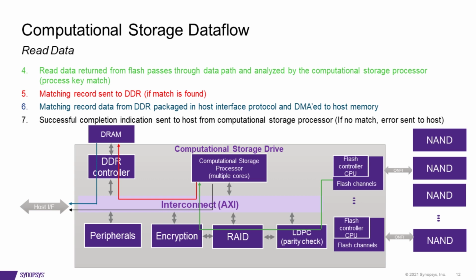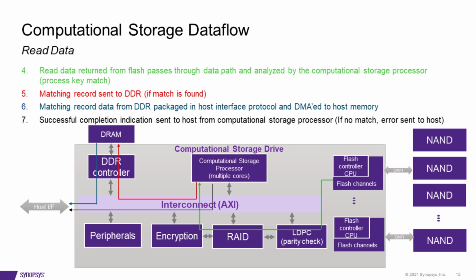So then on the data side, as that read request from the computational storage processor comes in, the data is brought in from the NAND flash channels and is analyzed locally by the computational storage processor. It will analyze the data and look for that key match that it's been requested to look for. If it finds a matching record, then it will send that matching record to DDR. That data in DDR is then packaged in the host interface protocol and DMA'd to the host memory, where it can then be processed and used by the host processor itself.